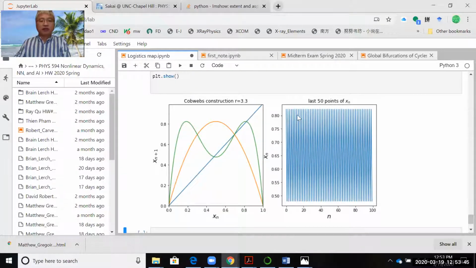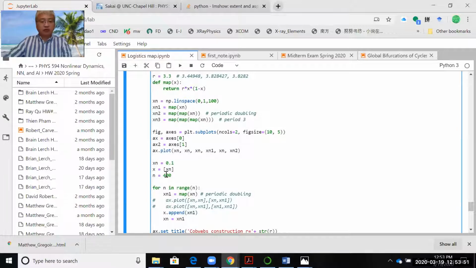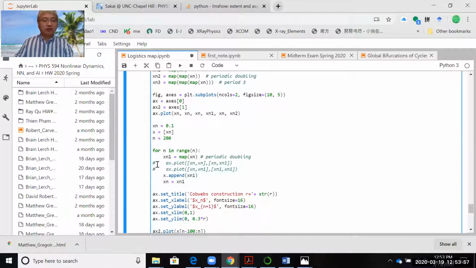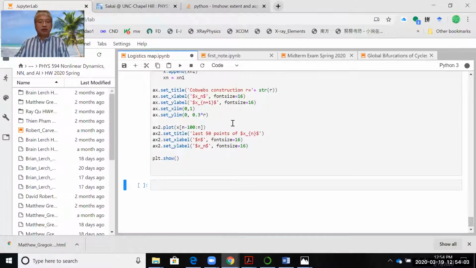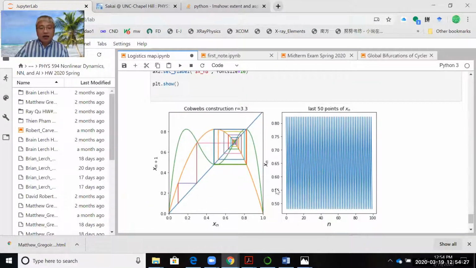And here's a plot. What I have here is how many iterations? I have 400 iterations. Let me just do 200 iterations, and let me show the cobweb construction. All right, so here's the cobweb construction. You see the cobweb basically cycles between these two points, this point and this point. And you can see this is just periodic. So this is a period-two window. So the system is undergoing period doubling.